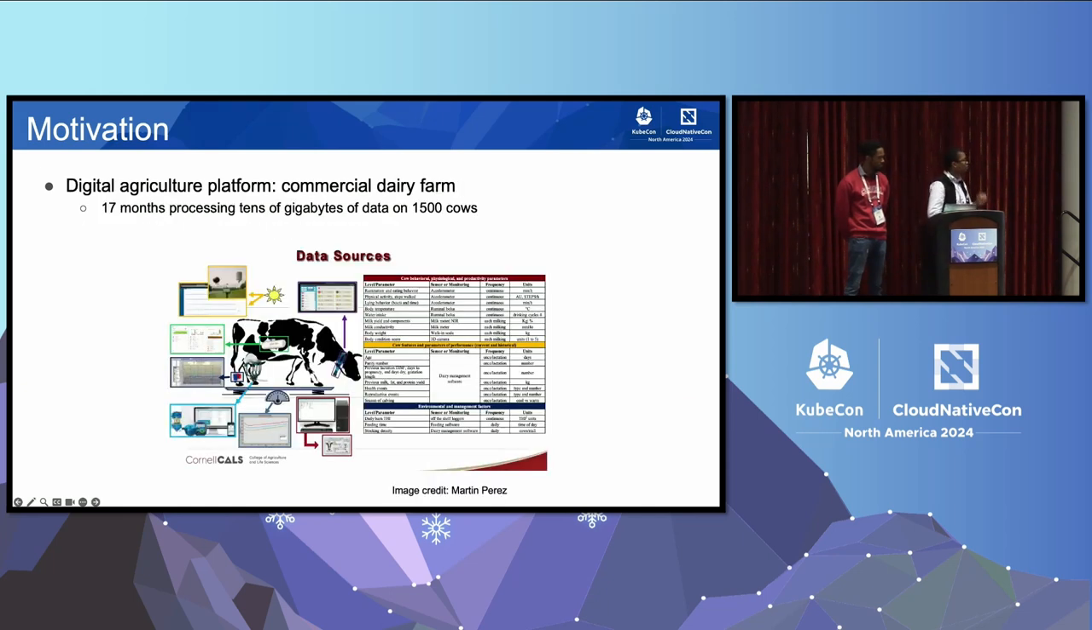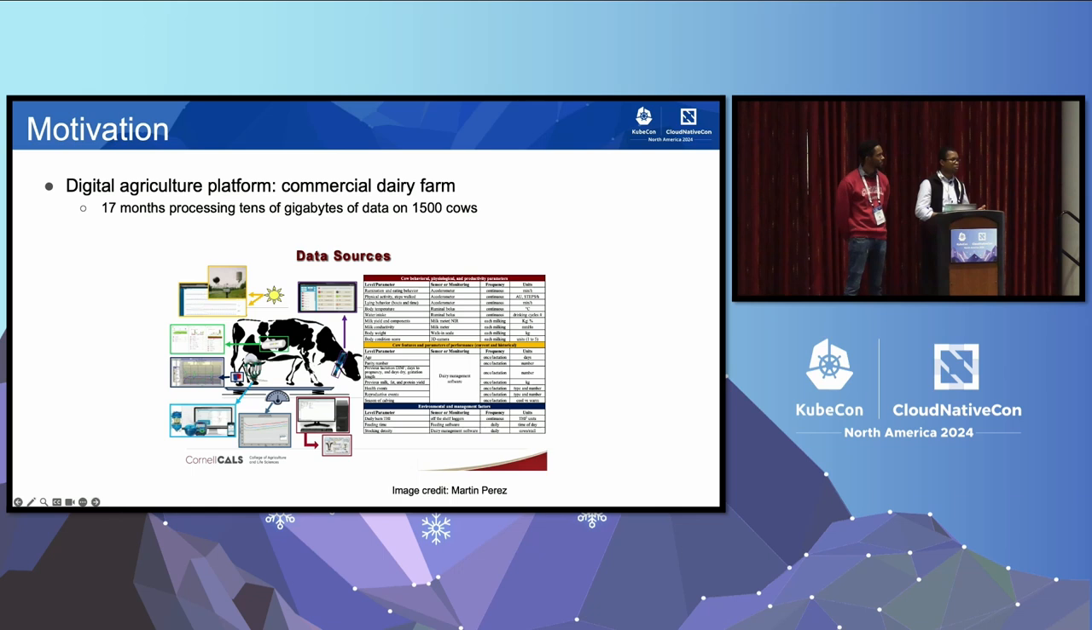In this work, we used a commercial dairy farm at Cornell University. The farm is used to conduct research in digital agriculture. It consists of 150,000 cows with sensors that collect daily data about each cow, for example the cow's age, the water intake, the body weight, and others.